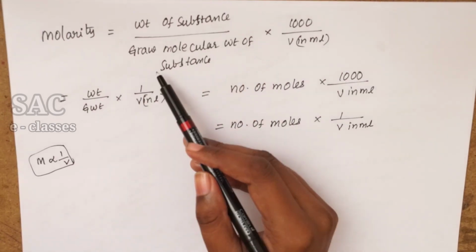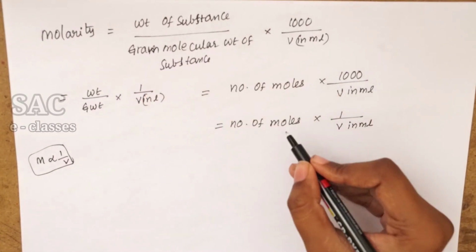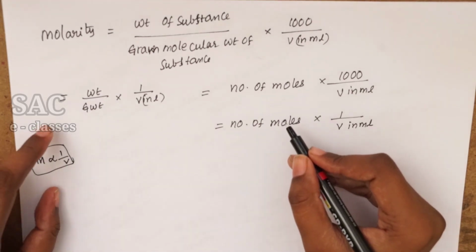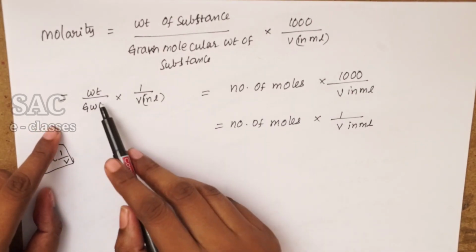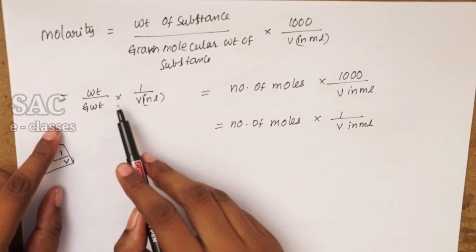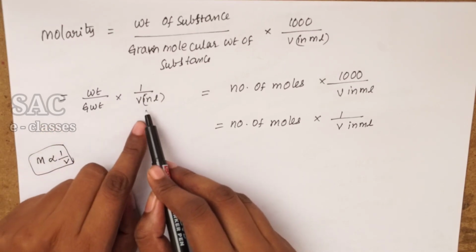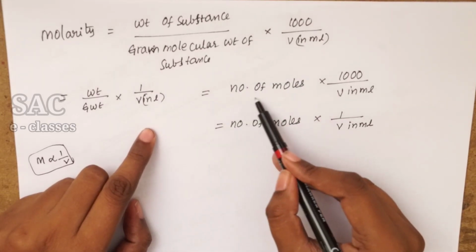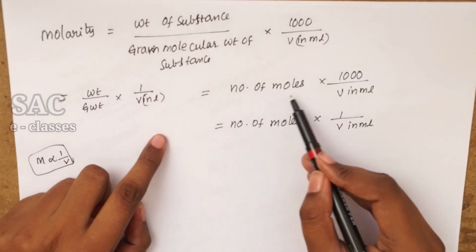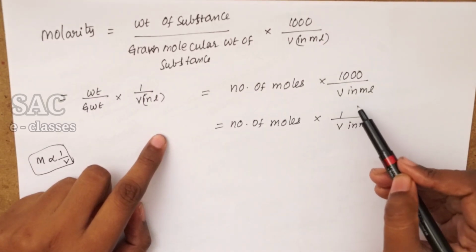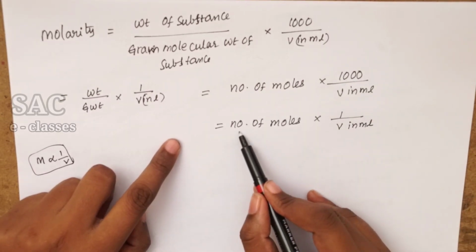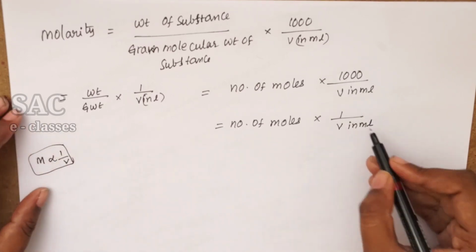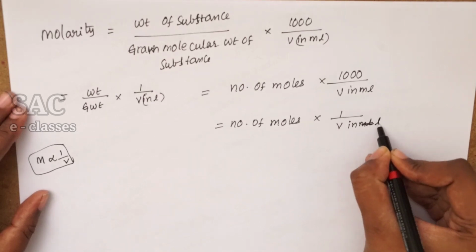Molarity equals weight of the substance by gram molecular weight of the substance into 1000 by volume in milliliters, or else we can calculate it as weight by gram molecular weight into 1 by volume in liters. Or else, if you know how many moles of that particular substance, it is number of moles into 1000 by volume in milliliters, or number of moles into 1 by volume in liters.